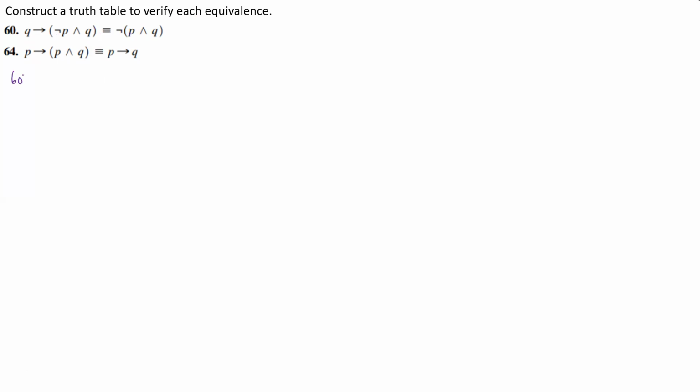So for 60, what we need to have is, again, it looks like a P, a Q. We also need a not P. We need a not P and Q. We need a P and Q. We need a not P and Q. And then after that, is there anything else? Oh, yes, we need the Q, then this. So then we need a Q, then not P and Q. So I think that's everything.